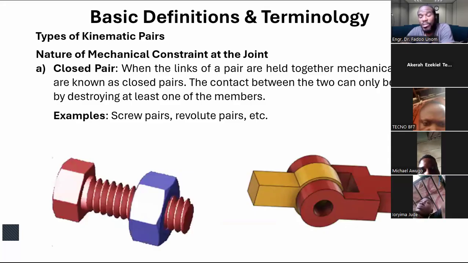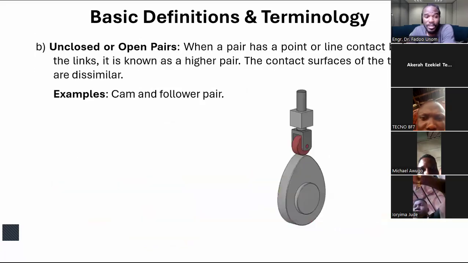Based on the nature of mechanical constraint at the joint, how the joints are held together, we said if the links are held mechanically, okay, maybe with a bolt or nut or something, such that you can only separate the two links when you break that contact, such a pair is called a closed pair. They are held together mechanically. There is some force that constrains those links to be held together, okay? And then examples are screw pairs, revolute pairs, and the rest.